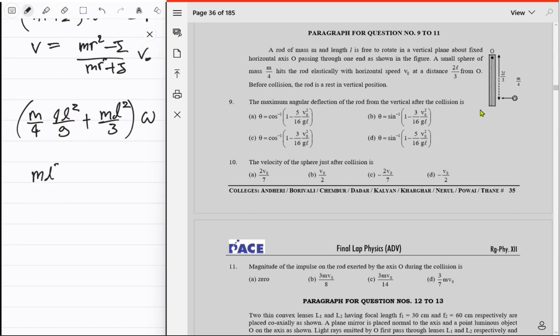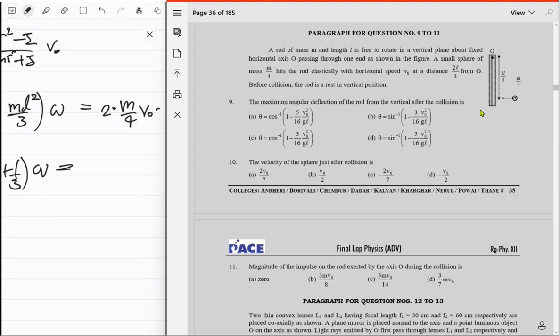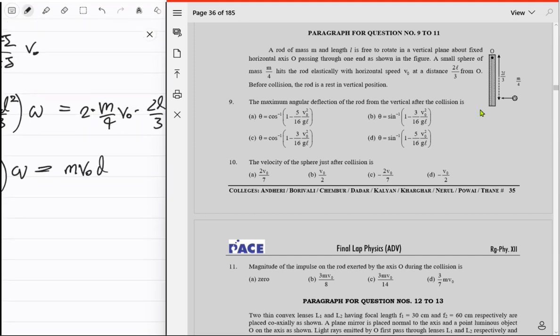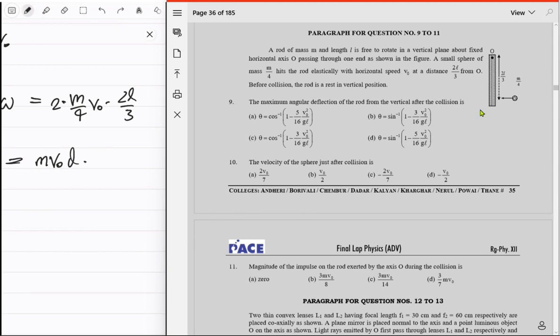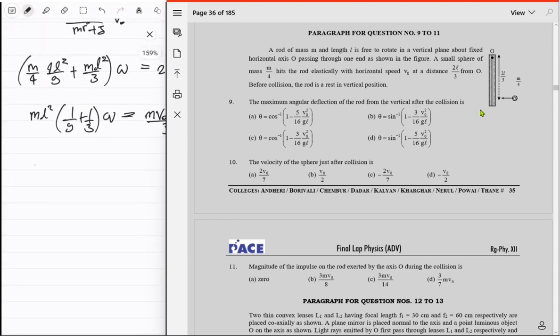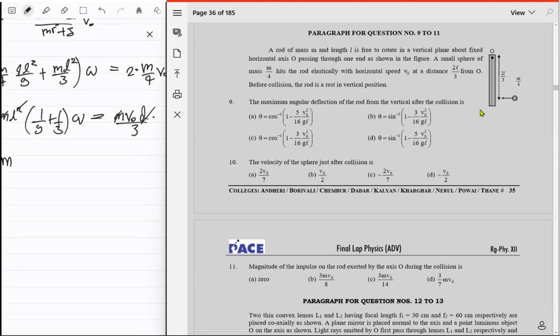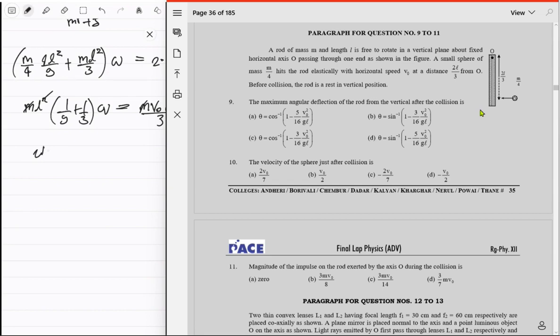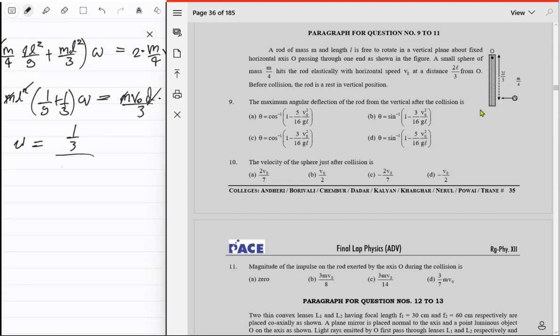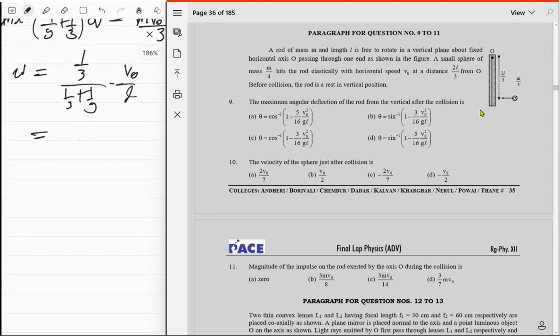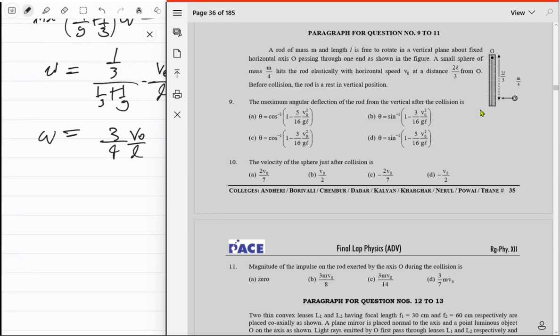So what do you get? ml squared (1 upon 9 plus 1 upon 3) omega is equal to m v naught L times 1 upon 3. Okay, m cancels anyway and one L also cancels, right? So omega is equal to (1 upon 3) upon (1 upon 3 plus 1 upon 9), that times v naught upon L. What's this? Just multiply by 9, because 3 upon (1 plus 3) is 3 upon 4, so 3 v naught upon 4L, that's omega. Finally we got one thing, right?